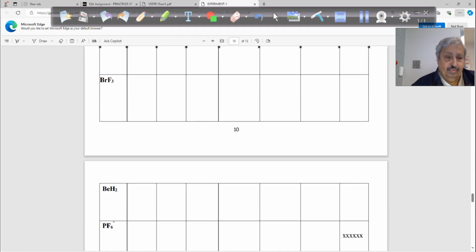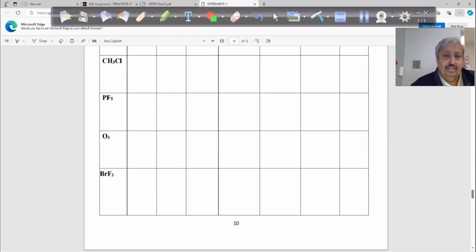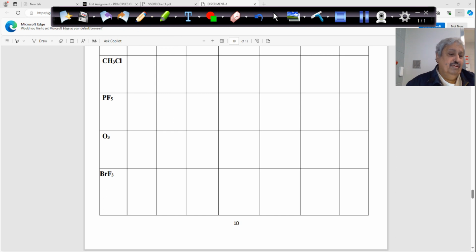So here it is. Let's do PF5. You can calculate the total. Phosphorus has atomic mass 31 and is in group number 5, so its valence electrons are 5, and fluorine is 7. 7 multiplied by 5 is 35, plus 5, yes, it's 40. That's the total. Total is 40. Now, this will be looking like this.